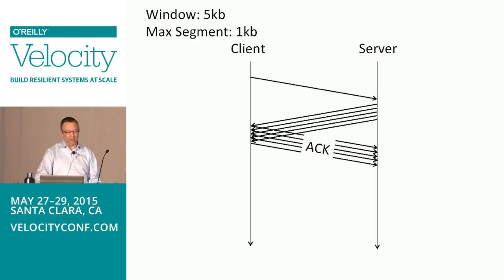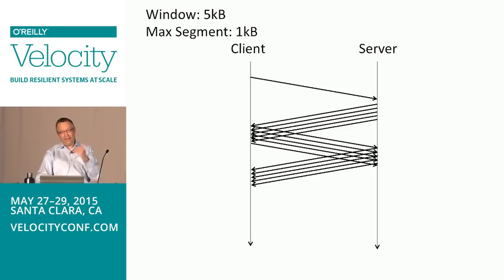And then the client acknowledges each packet as it processes it, right? ACK, ACK, ACK, ACK, ACK, ACK. And then as those ACKs land on the server, each time one lands, the server can put one more packet out on the wire, keeping the window full.